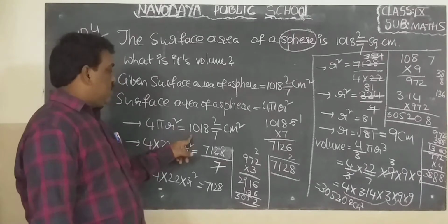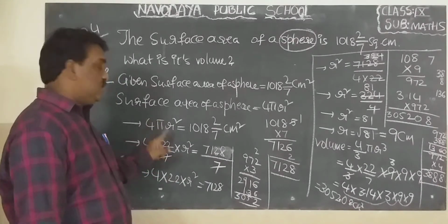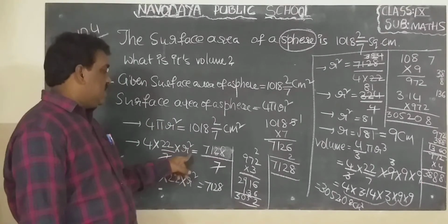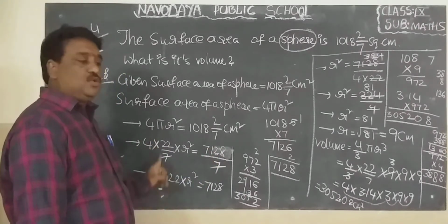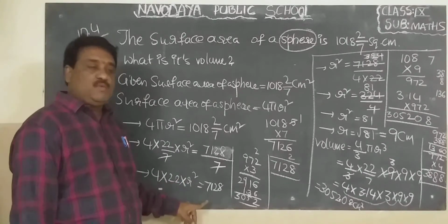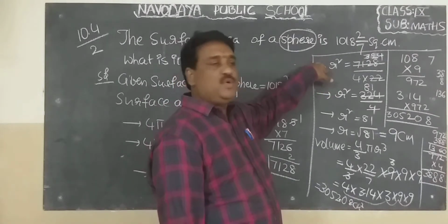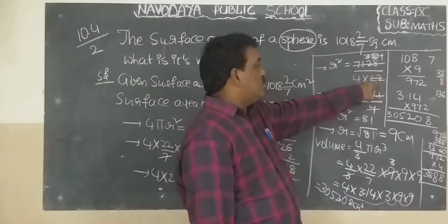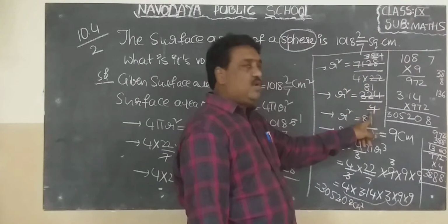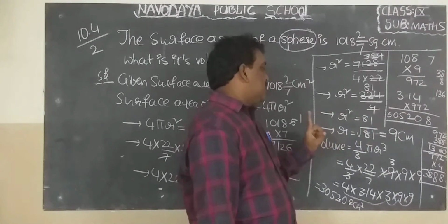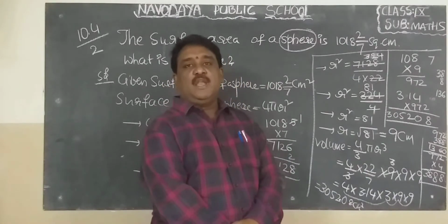4 pi r square equal to 10182 by 7 centimeter square. 4 into pi value 22 by 7 into r square equal to 7128 by 7. 7, 7 cancel. 4 into 22 into r square equal to 7128. Then r square equal to 7128 by 4 into 22. 22 into 324 times. Then what is left? 324 by 4. R square equal to 81. Square becomes root. R equal to root 81, 9 centimeters.